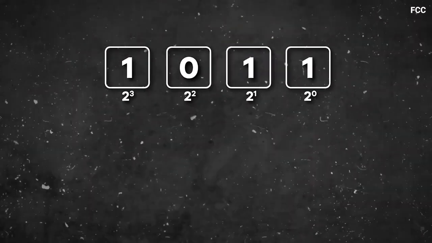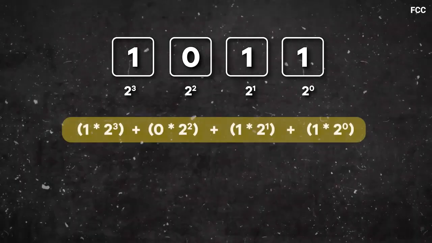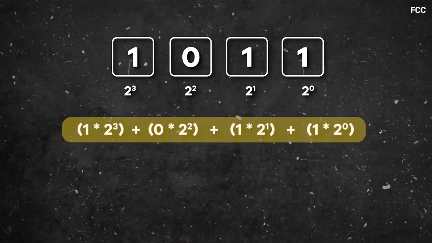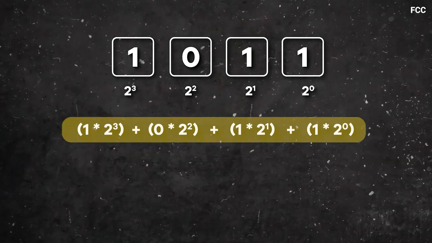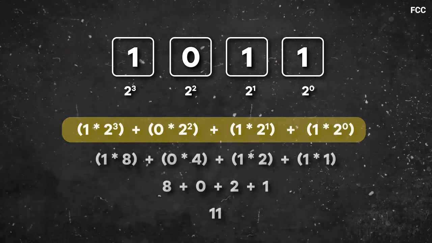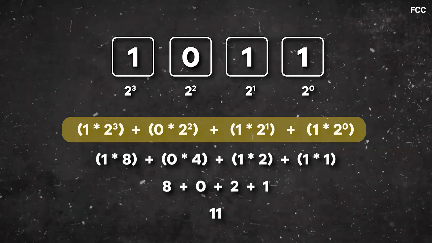Binary works the same way, but with only two digits, 0 and 1. Each position is a power of 2. So the binary number 1011 can be represented as 1 times 2 to the power 3, plus 0 times 2 to the power 2, plus 1 times 2 to the power 1, plus 1 times 2 to the power 0. So the binary number 1011 in decimal is 11.